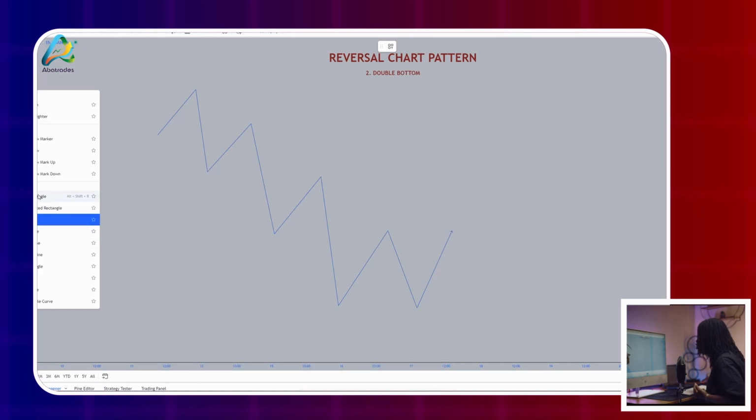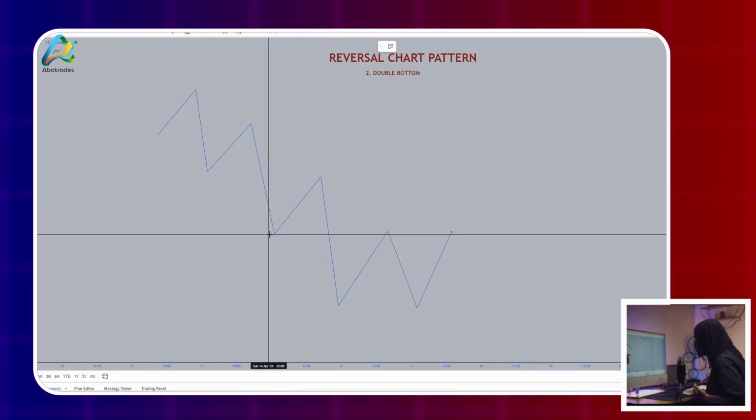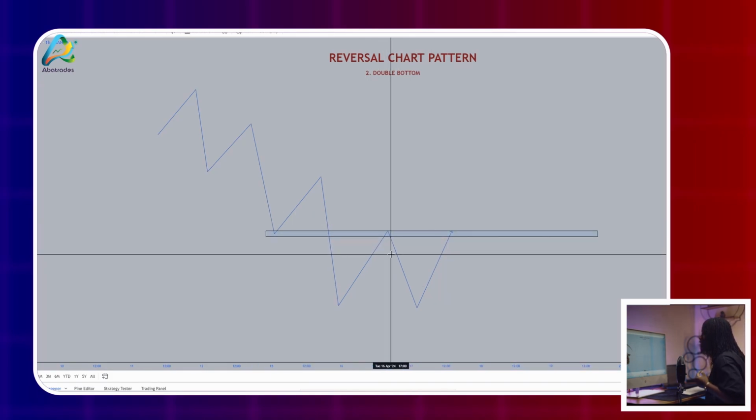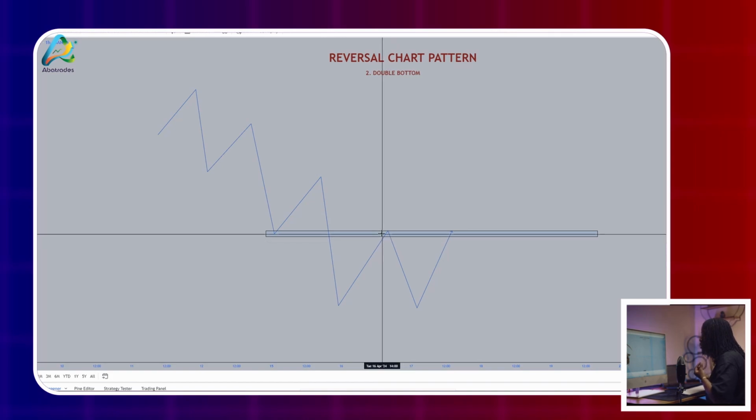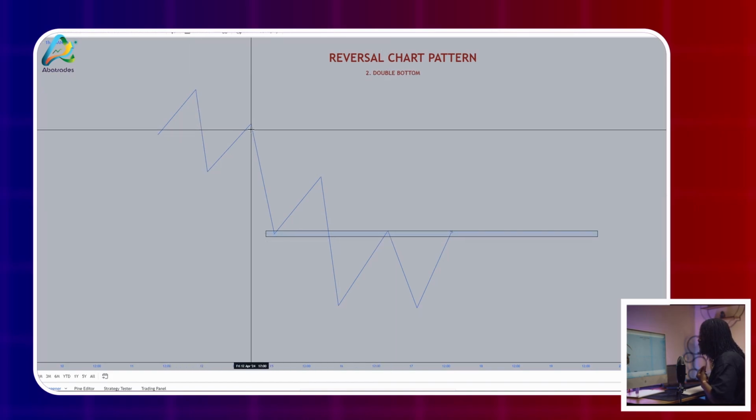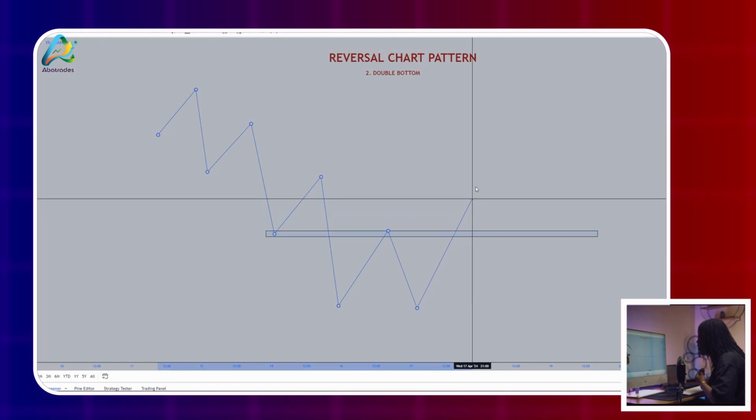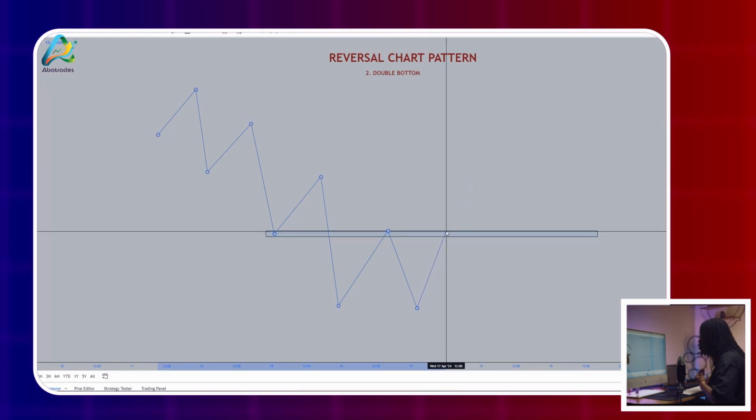So what I'll do is I'll just draw my neckline, which will be this level here. Okay, so this right here will be my neckline. Now once the market is not able to break this neckline, the bullish reversal chart pattern hasn't been confirmed. It means that the market is still bearish, because we have a lower high here, a lower high here, a lower high here, and another high here. Until the market breaks through this level, this market is still bearish. So please keep that in mind.